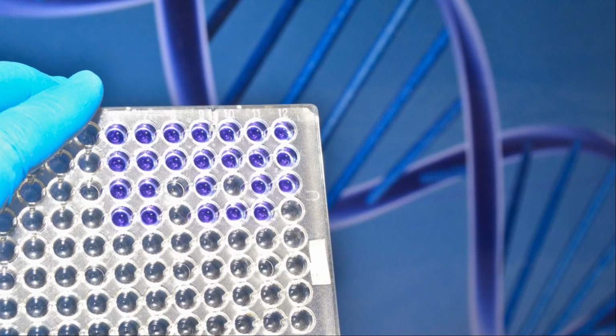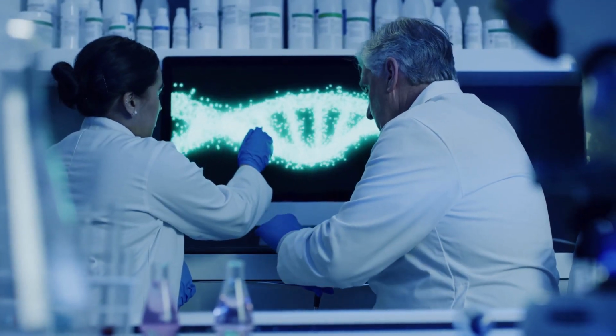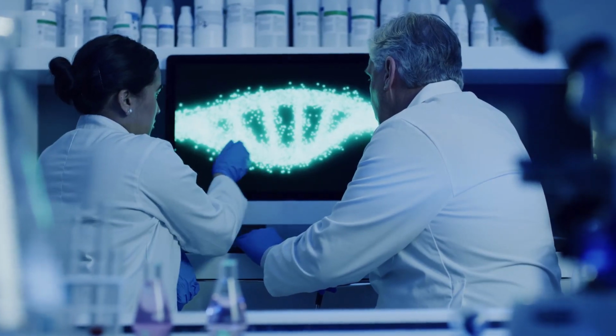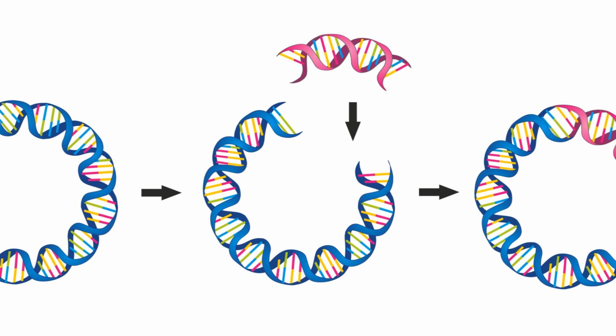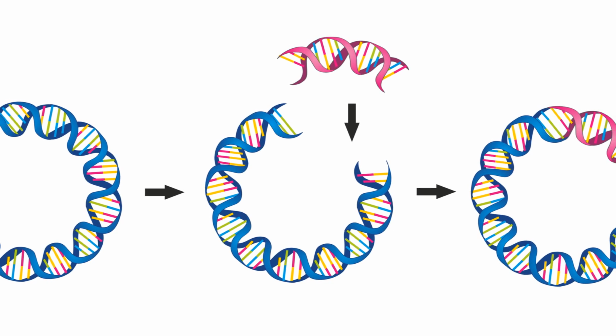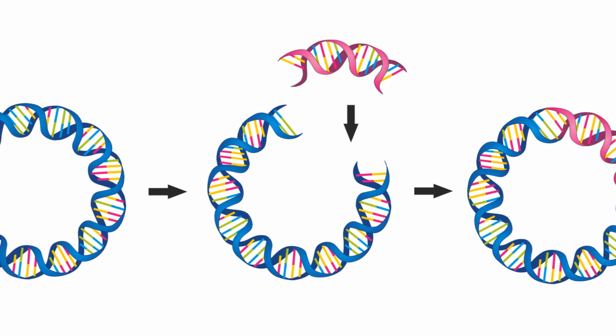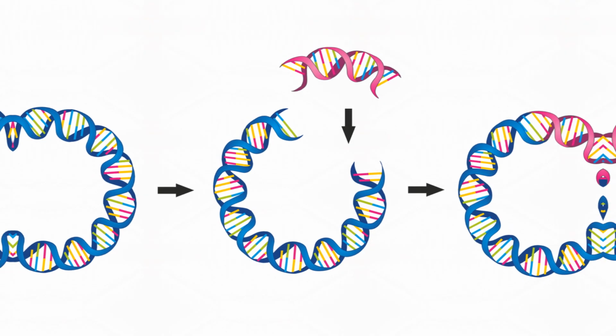Optimization steps also include adjusting regulatory elements like promoters and enhancers to improve the efficiency of gene expression. As plasmid technology evolves, researchers continue to refine construction methods to ensure efficient, safe, and reproducible gene manipulation.